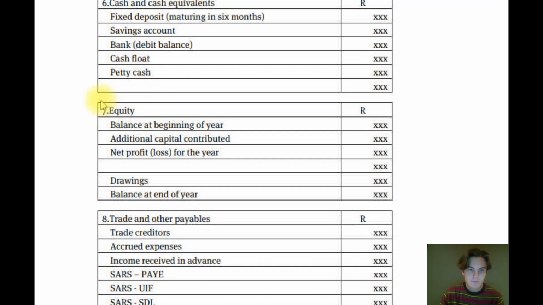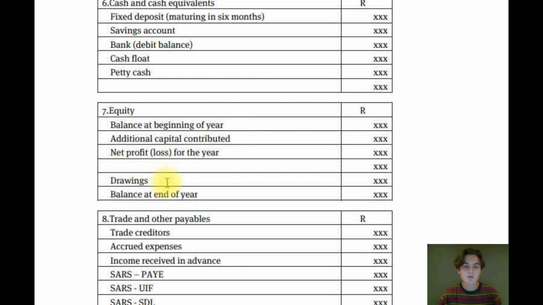Note 7 is part of the income statement, and this requires a little bit of work when you actually work inside the note. So we'll have our balance at the beginning of the year, any additional capital contributed by the owner, the net profit or the loss from the year. You'll either get this amount from your income statement, or you will take the amount that you work out over here and put that in your income statement.